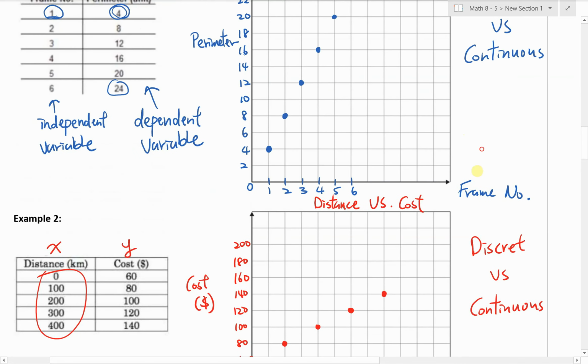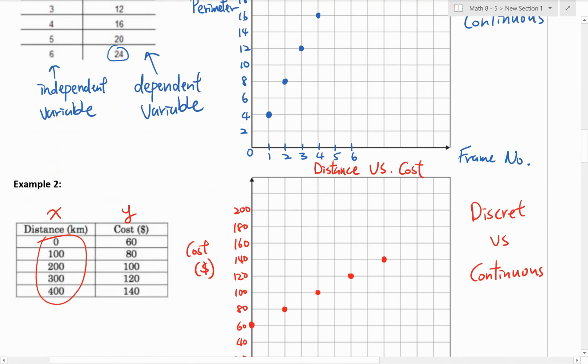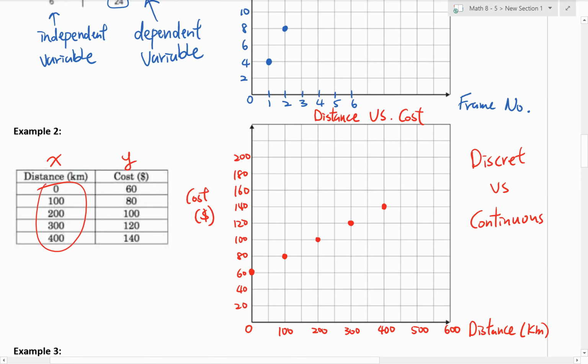Okay, so the last one, it was a discrete graph. Okay, this time, I believe it's a continuous graph. It's because we can actually drive 122.33751 kilometers, and the cost could be $61.321005. Though we round it to the nearest cent, but I mean, you can see the units here could be continuous, right? It could go to very long decimal places, and that's okay. So in this case, it's a continuous graph.